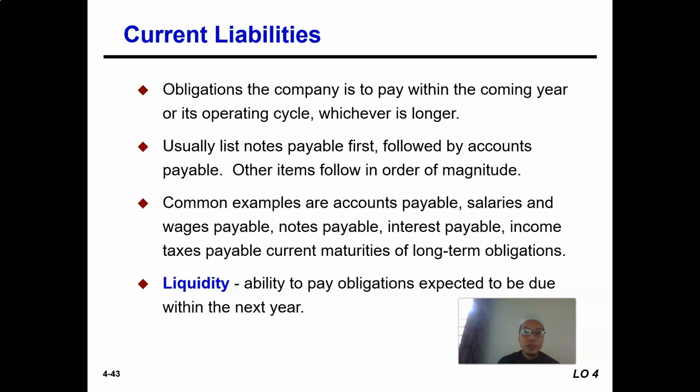Usually list notes payable first, followed by accounts payable, and other items follow in order of magnitude. These are the normal sequence of items in the current liabilities. Common examples include accounts payable, salaries and wages payable, notes payable, interest payable, income taxes payable.